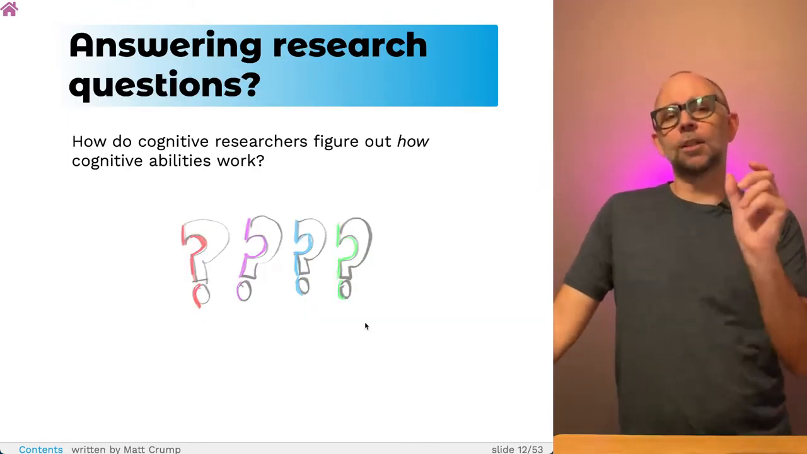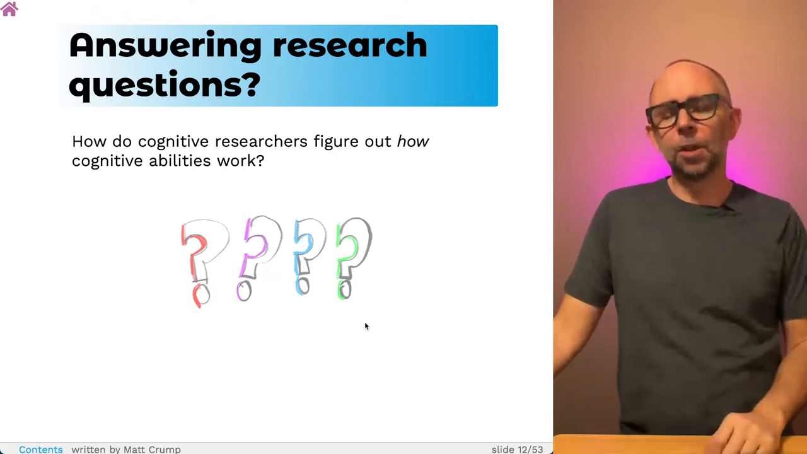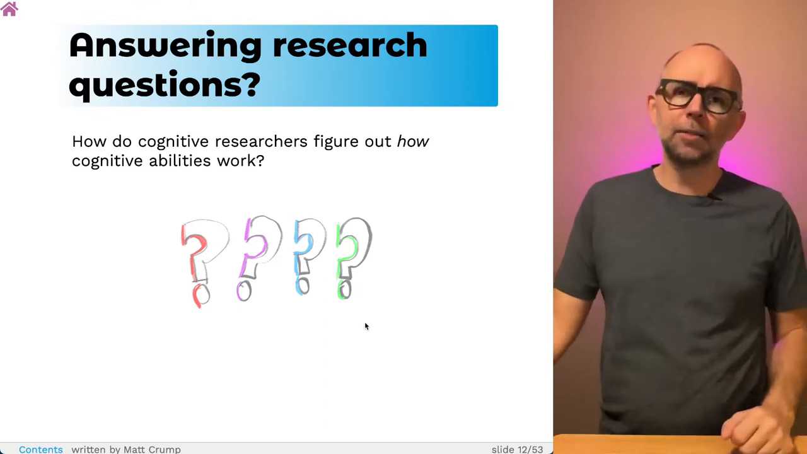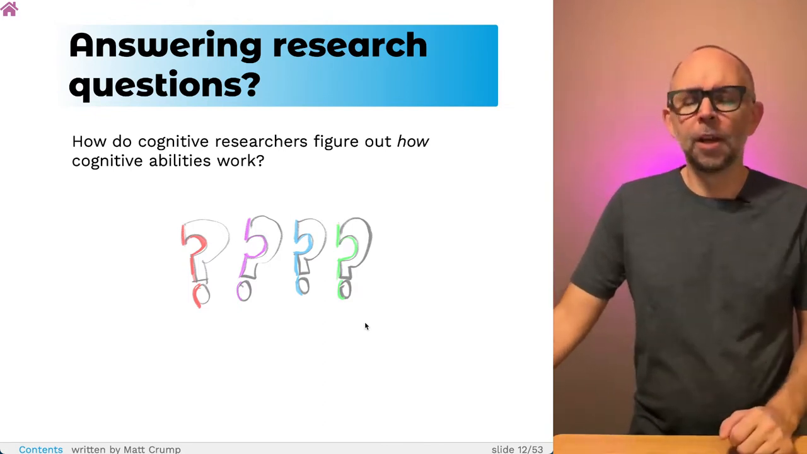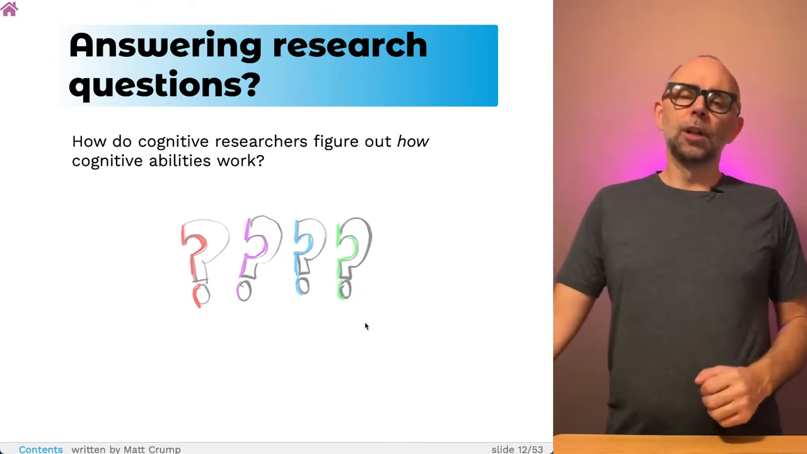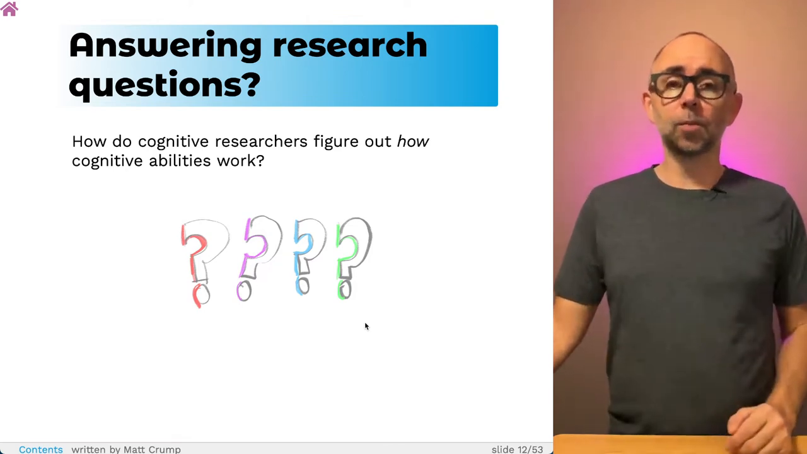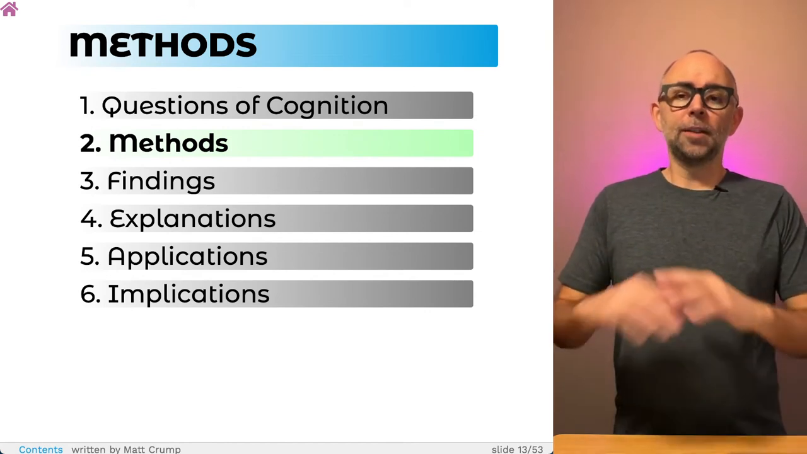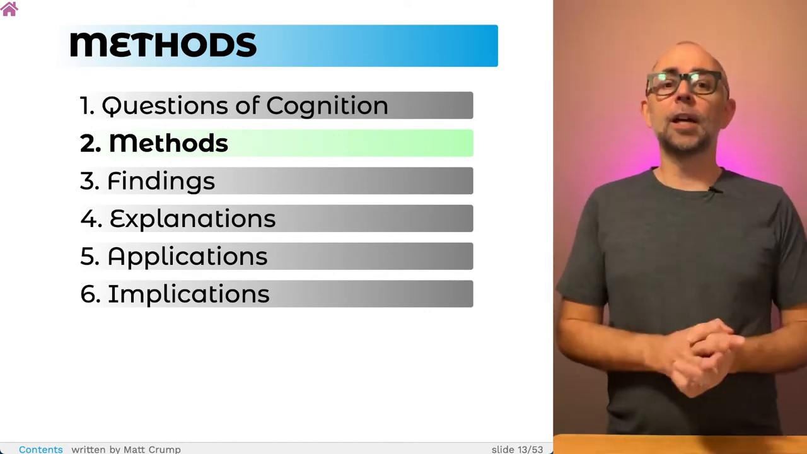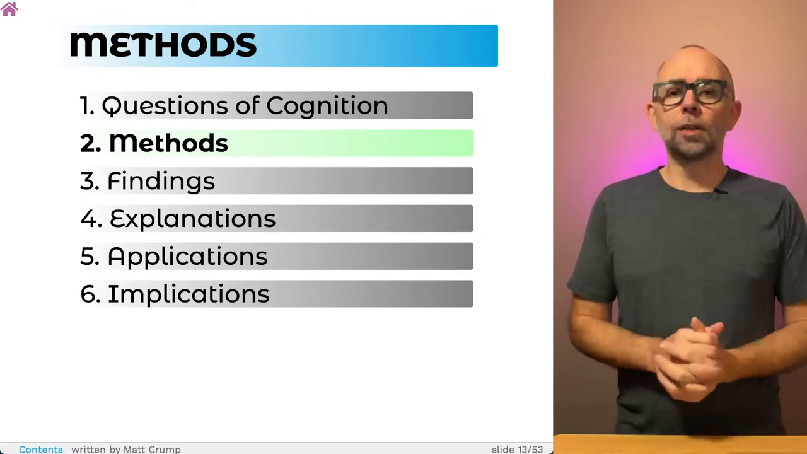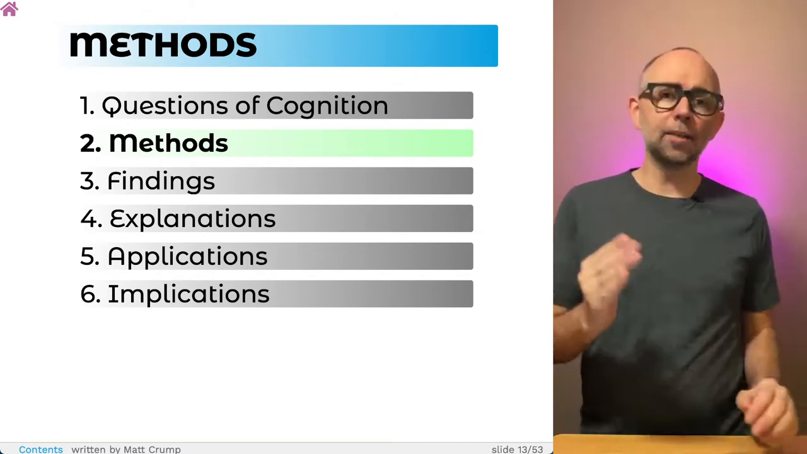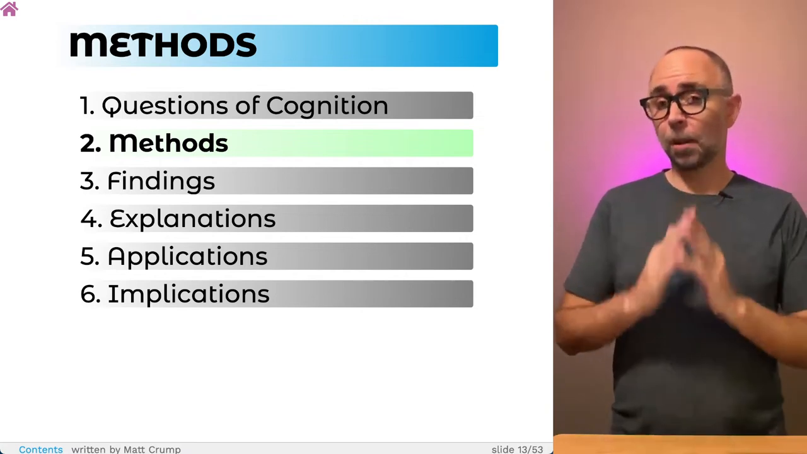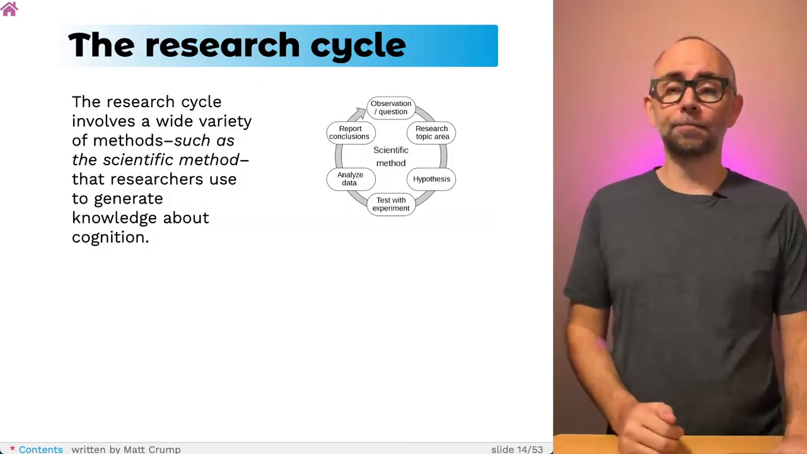So let's say you're interested in jumping into one of those aspects of cognition. How would you go about answering research questions? What do cognitive researchers do to figure out how those various abilities work? This gets us into methods. Methods of all different shapes and sizes are used across cognition to answer the different questions of cognition. Just like there's lots of different questions, there are lots of different approaches to answering them.